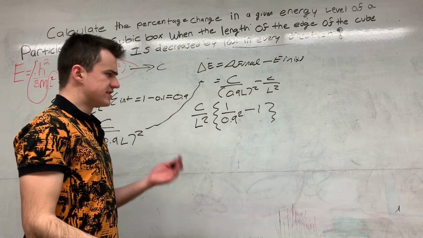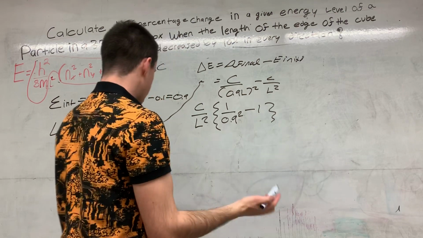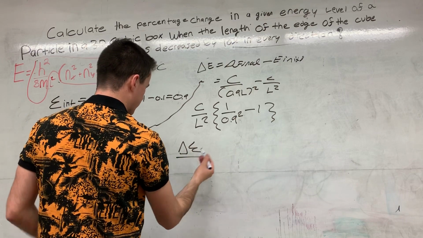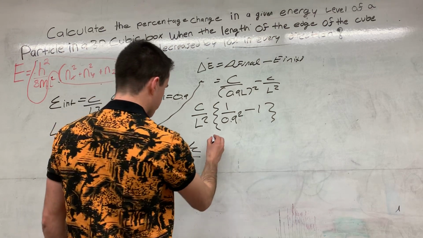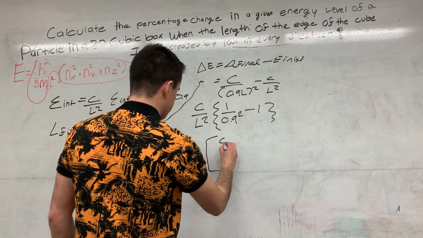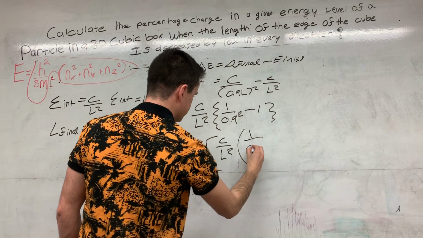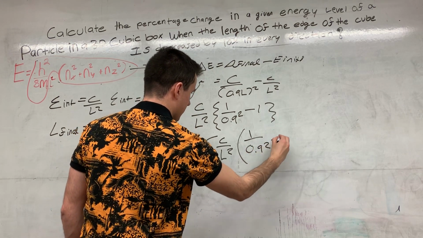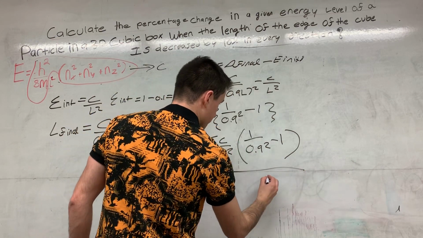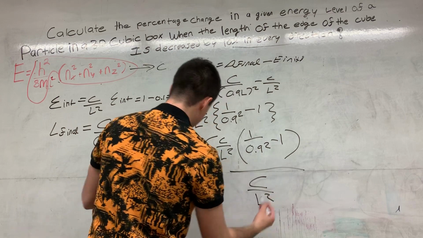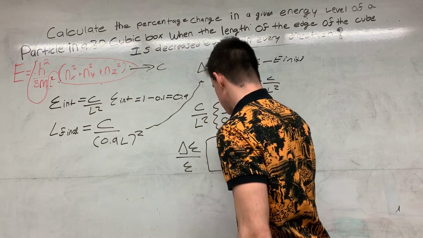And now we want to do the final part of the problem, which involves finding the percentage change. Therefore, delta E over E would be our percentage change. And now we plug and solve. We will have C over L squared, and now by that 1 over 0.9 squared, subtract 1. And then now we're going to divide that by our E level, C over L squared, our initial energy level. And right there, we could cancel out some terms.